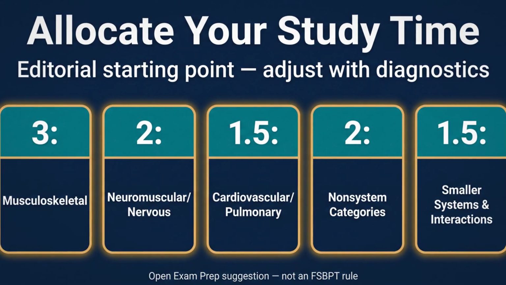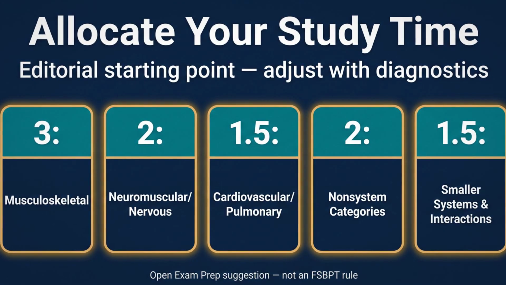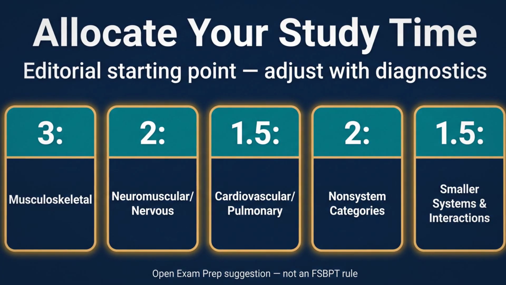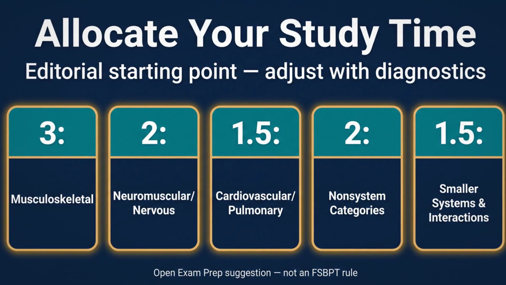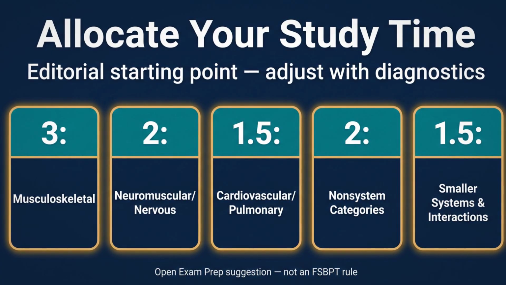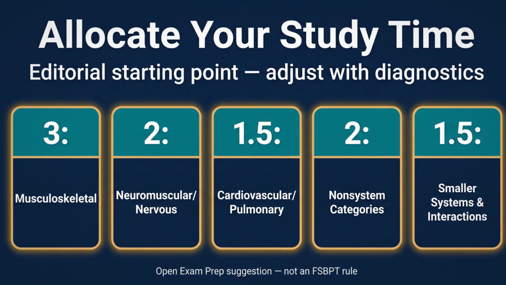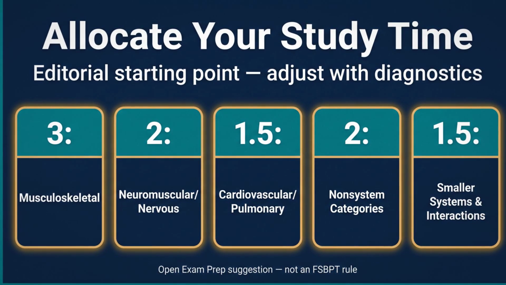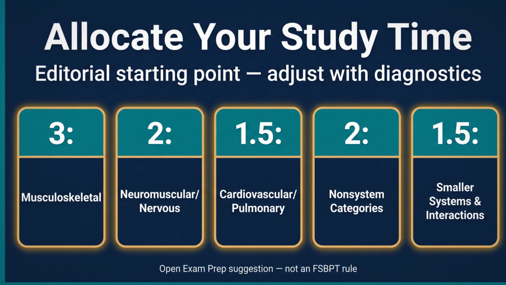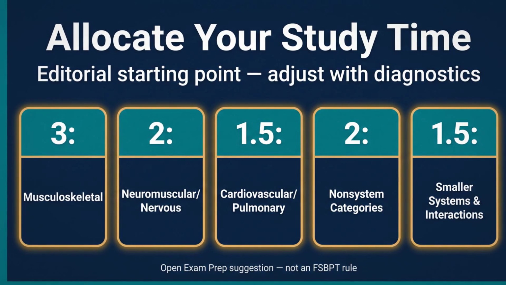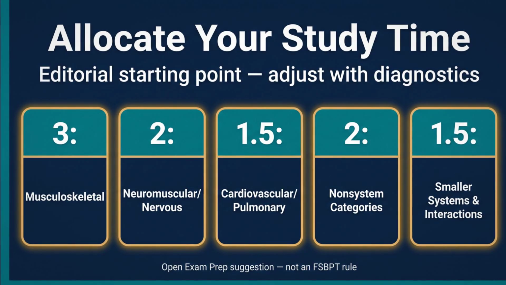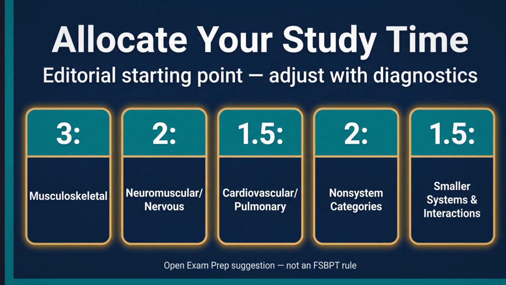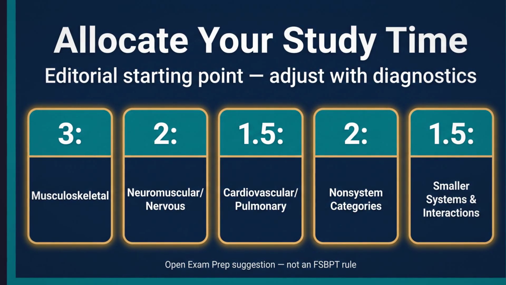To turn these ranges into a study plan, start with content weight. For every 10 review blocks, you might assign 3 to musculoskeletal, 2 to neuromuscular and nervous, 1.5 to cardiovascular and pulmonary, 2 to the combined non-system categories, and 1.5 to smaller systems and interactions. This allocation is an open exam prep editorial starting point, not an FSBPT rule or official exam weighting formula. Use a diagnostic exam to find weak areas, then adjust the plan as your results change.